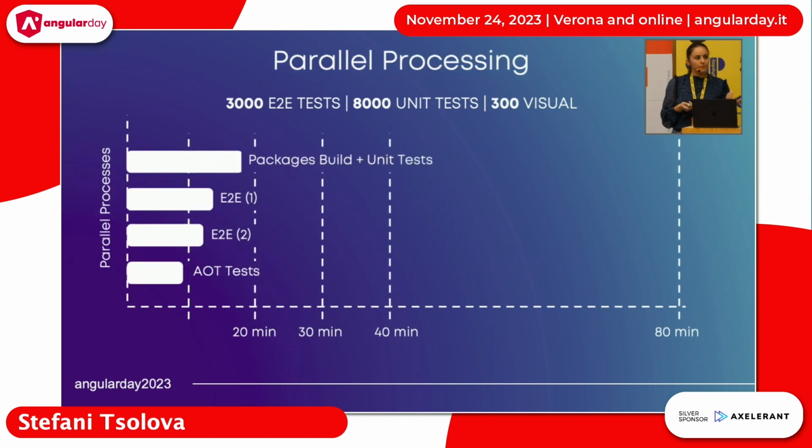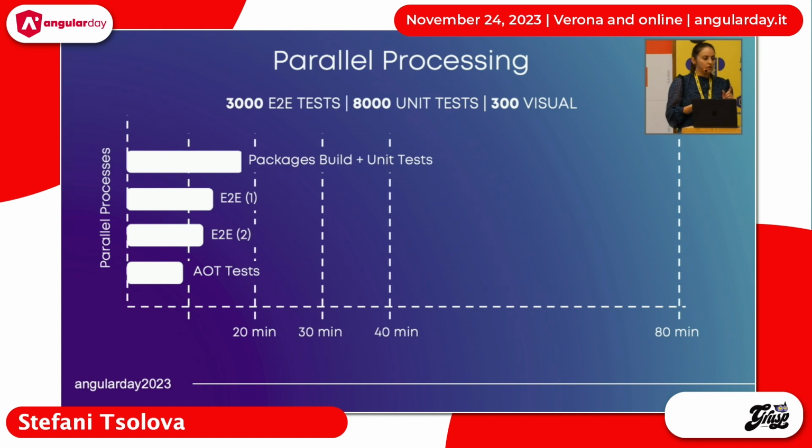The next step that we took was parallel processing, and for this we separated the build into 4 different machines, having the packages built separately, end-to-end tests also, and the ahead of time compilation tests.